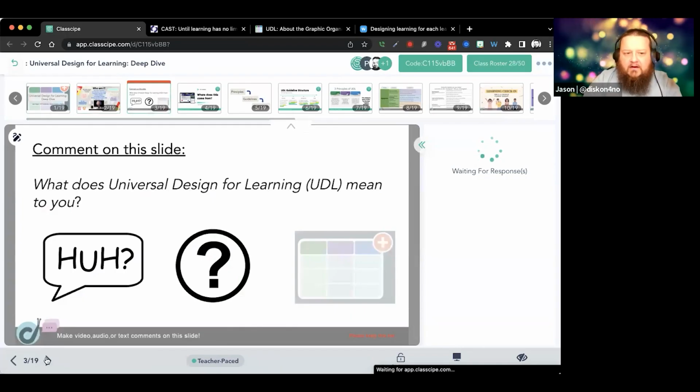If I say to you, what does universal design for learning mean, or UDL? Even if you've never heard it before, which is perfectly normal, by reading those words, what do you think that means? And so on this slide is an opportunity for you to interact with me. There are places where you can put comments. And so I would like for you to comment on the slide.